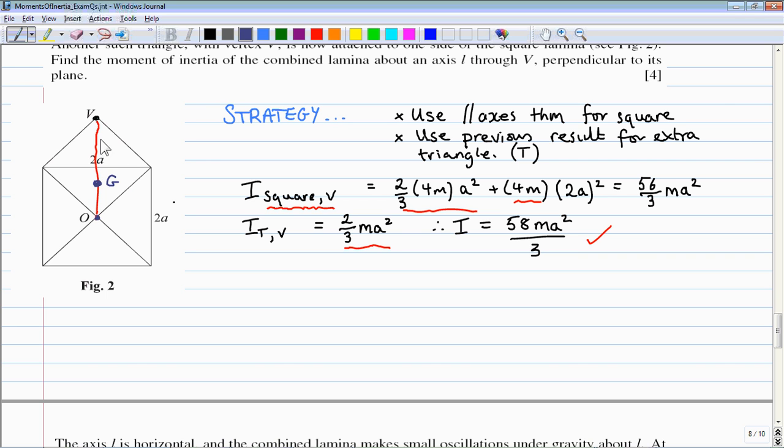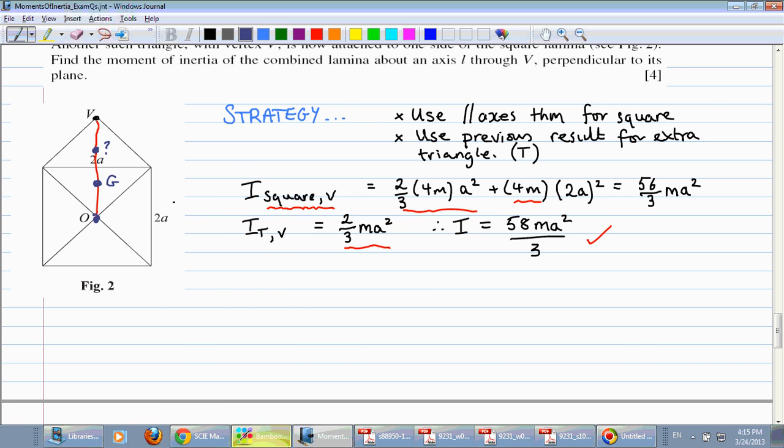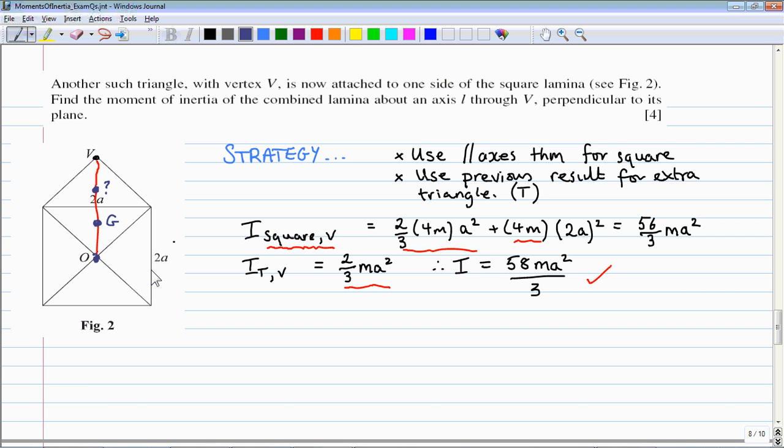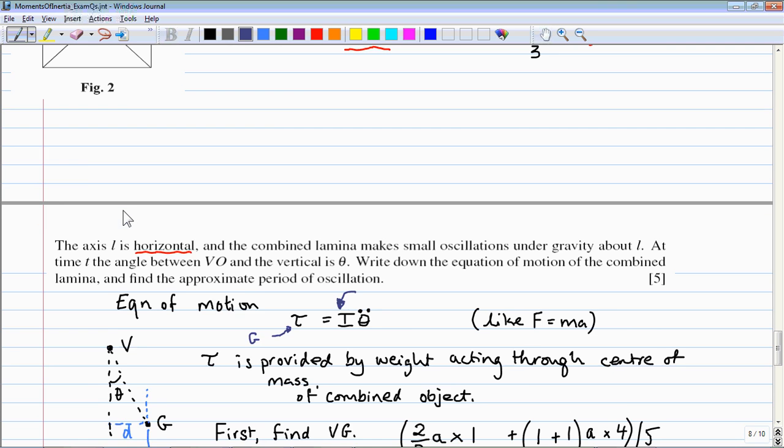So in order to do this, we have to combine the centre of mass of the triangle with the centre of mass of the square. Now the centre of mass of the square is obvious, it's at O, but where is the centre of mass of the triangle? Well, again, we refer to MF10. You should remember that the centre of mass of a triangular lamina is 2/3 along the median from the vertex. Here the vertex is V, so the median from V is that line there. So 2/3 of the distance from V to, let's call this X, 2/3 of VX is the distance of, let's say, G1, the centre of mass of the triangle.